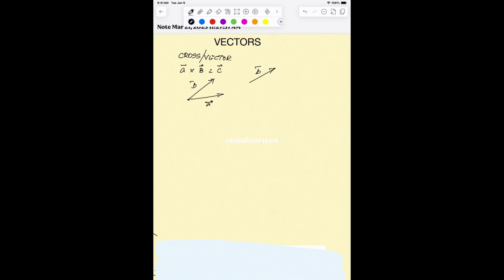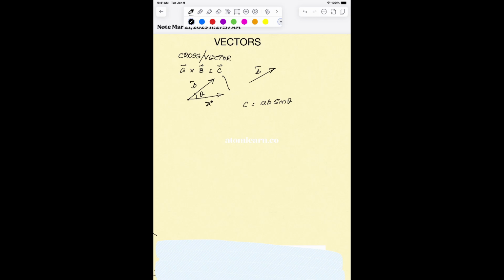Now the angle between them is theta. The angle between them, as you know, is from tail to tail, so it will be this theta which is marked. Therefore, the magnitude of C will be equal to AB sin theta. Okay, magnitude is this. You can recall the magnitude of the dot product was AB cos theta. Now this is AB sin theta.